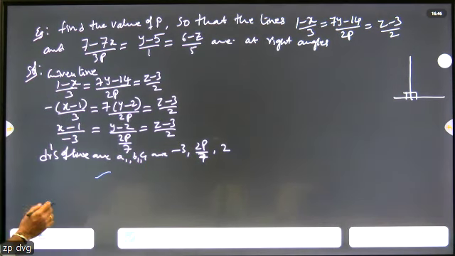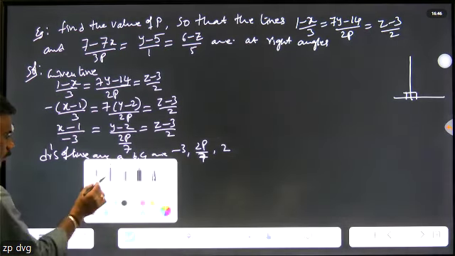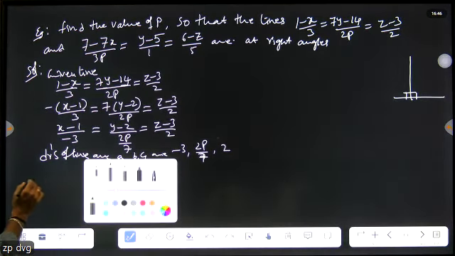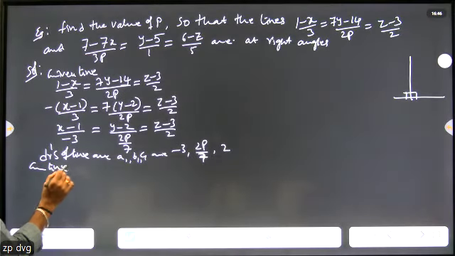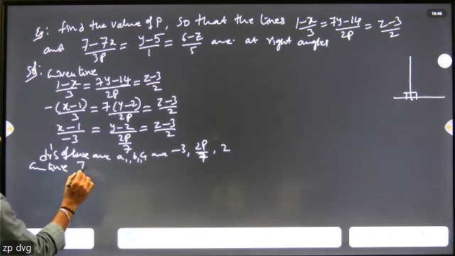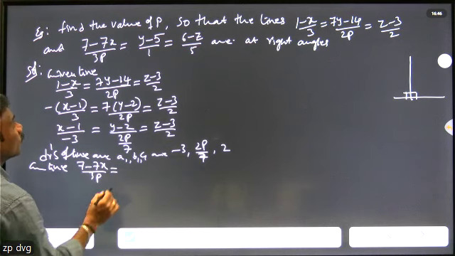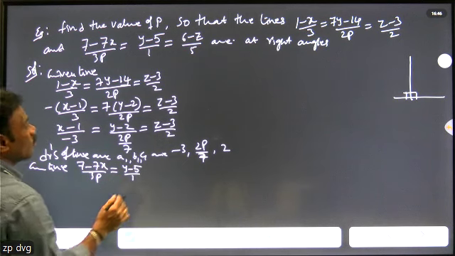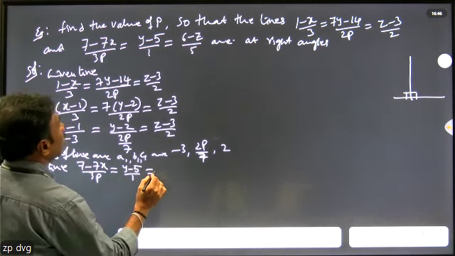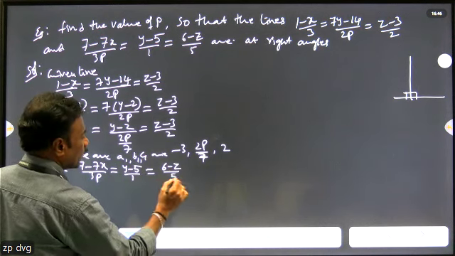Similarly, we will go for the second equation. What is the given second line? 7 minus 7x by 3p is equal to y minus 5 by 1 is equal to 6 minus z by 5.